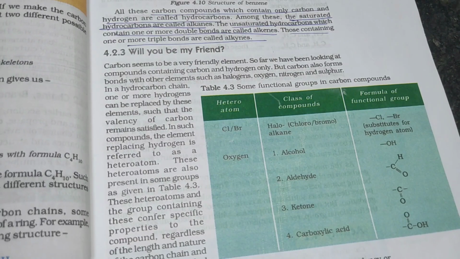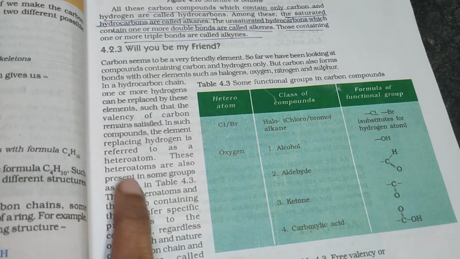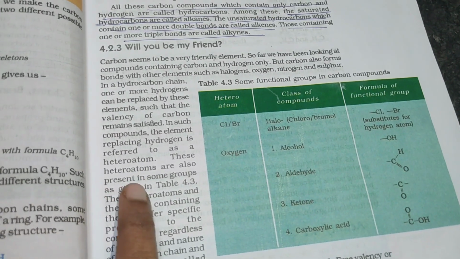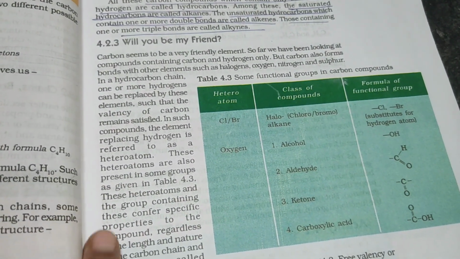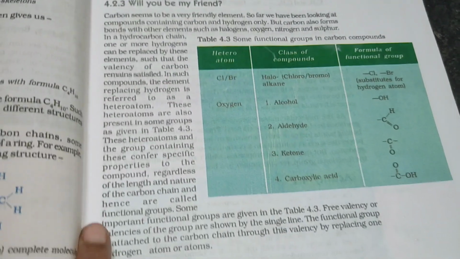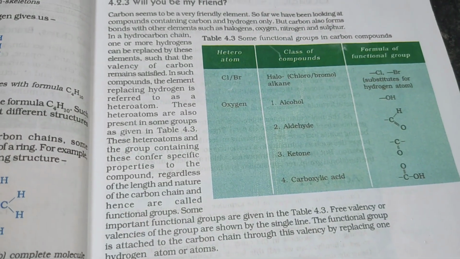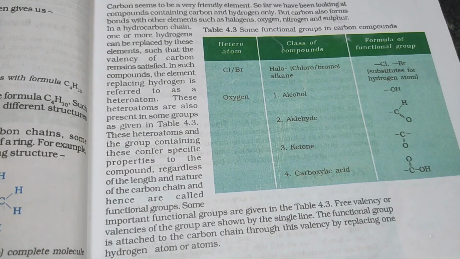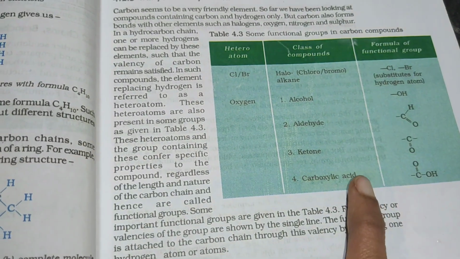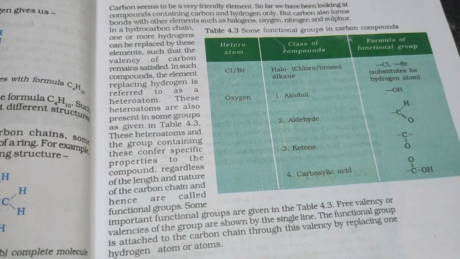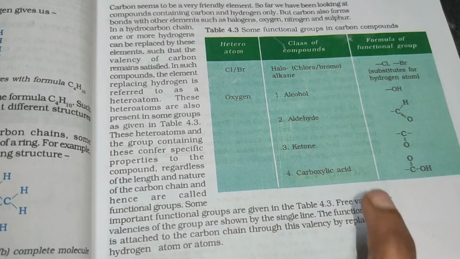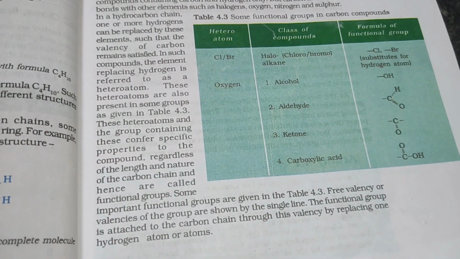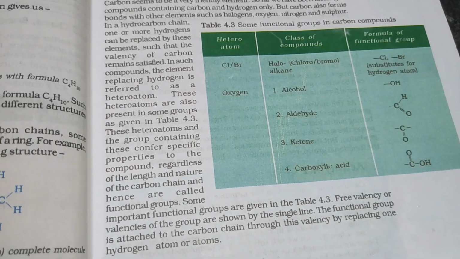So in such compounds, the element replacing hydrogen is referred to as a heteroatom. Whatever element is replacing that hydrogen atom is called a heteroatom. They are present in same groups. So these heteroatoms and the groups containing them confer specific properties, regardless of the length and nature of the carbon chain. That's why they are called functional groups, because the properties of a compound will depend on the groups to which they are attached. So the functional group is attached to the carbon chain through its valency by replacing 1 or more hydrogen atoms.